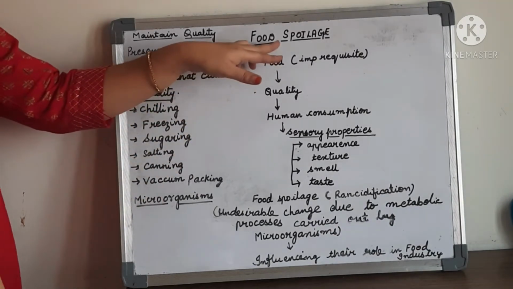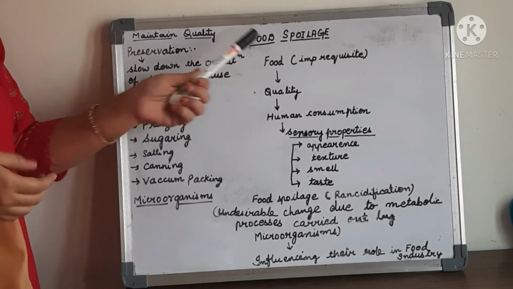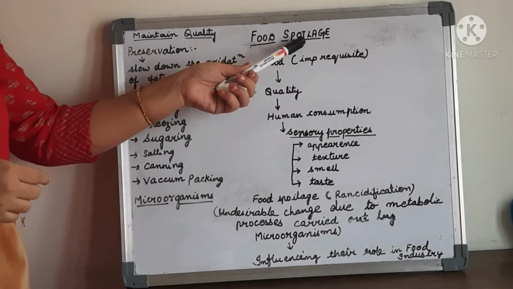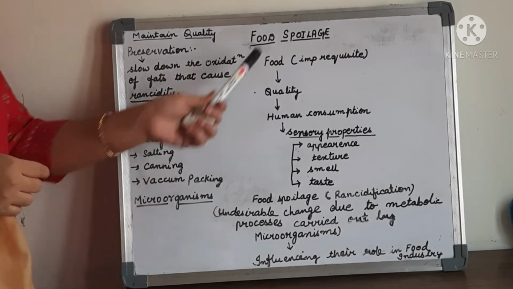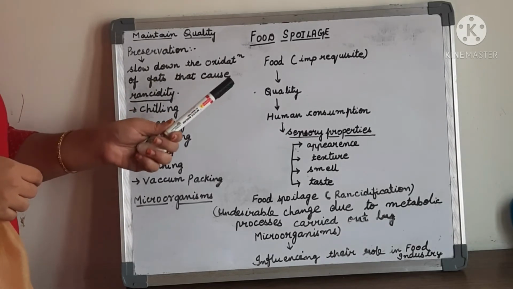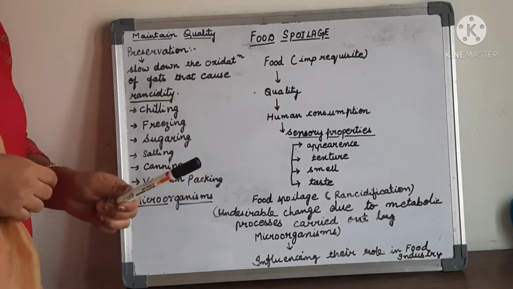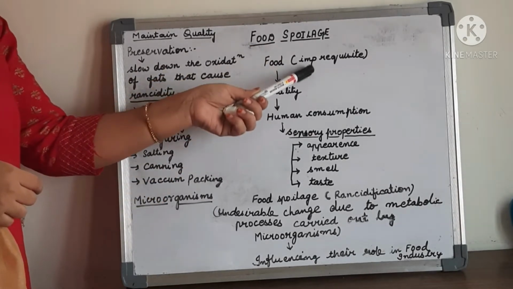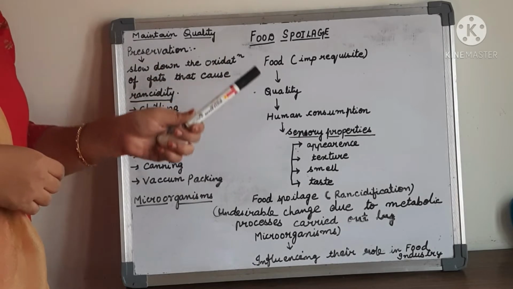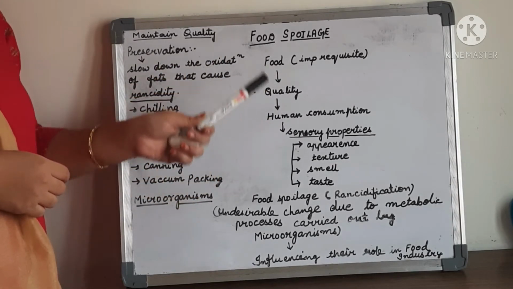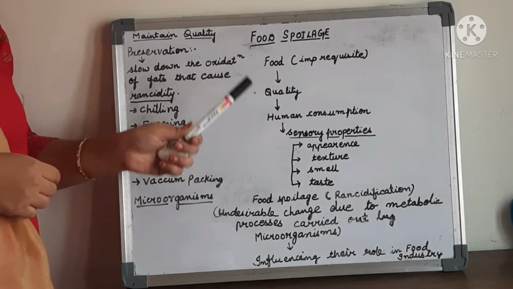So today our topic is food spoilage. Generally, if you want to understand the term food spoilage, it is nothing but the spoilage of food that is brought about by microorganisms, the role of microorganisms in food spoilage. When we consider food, as we all know, like air and water, food is an important requisite for our growth, development, and survival. Food is as important as air and water.